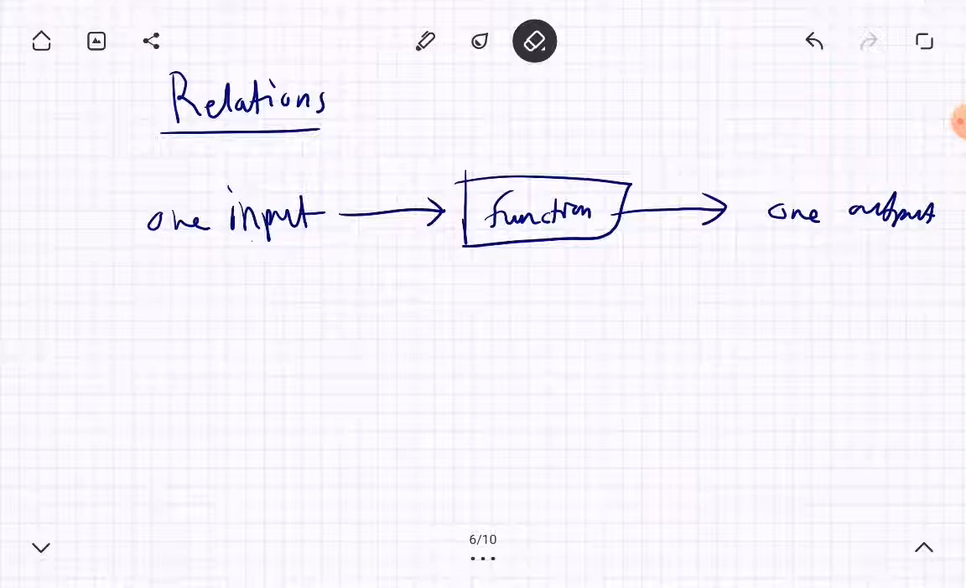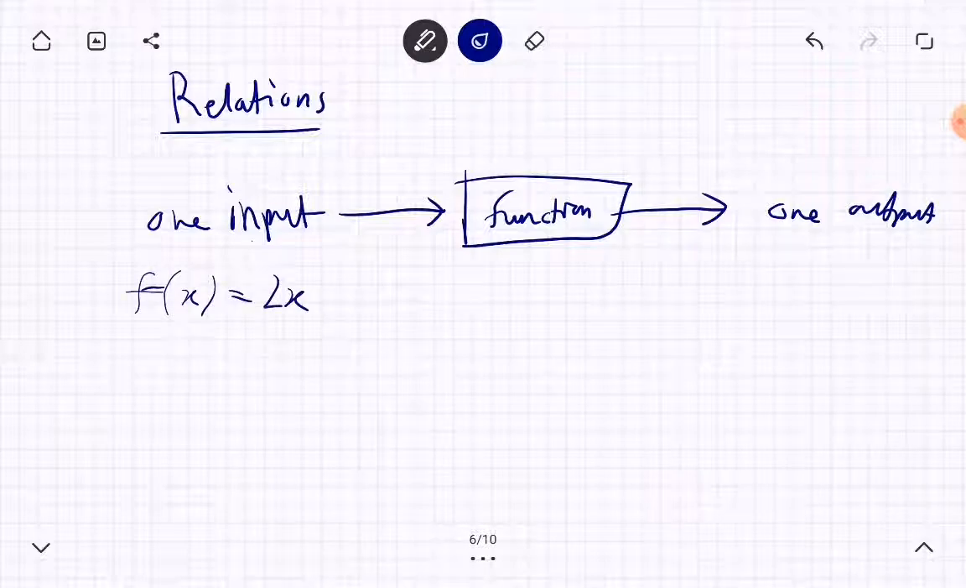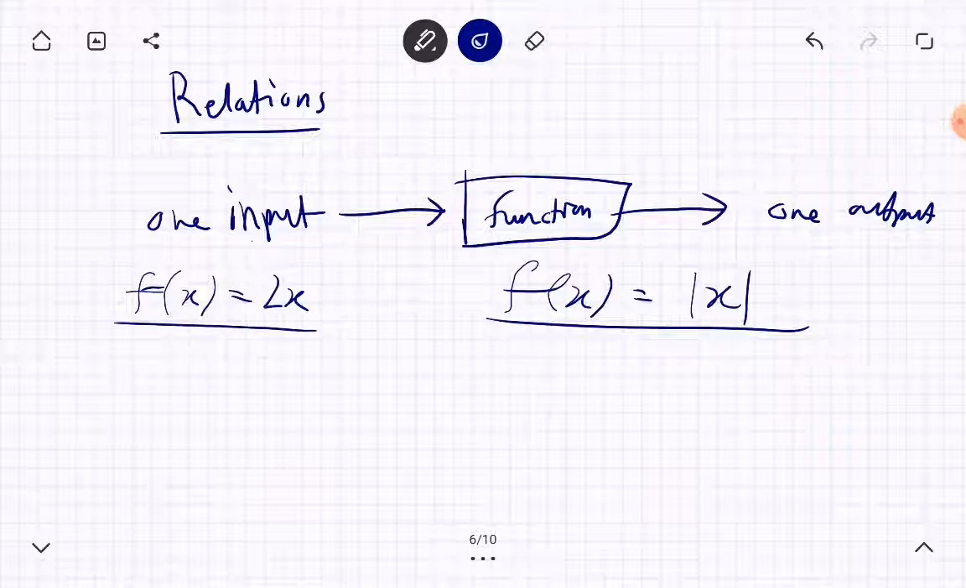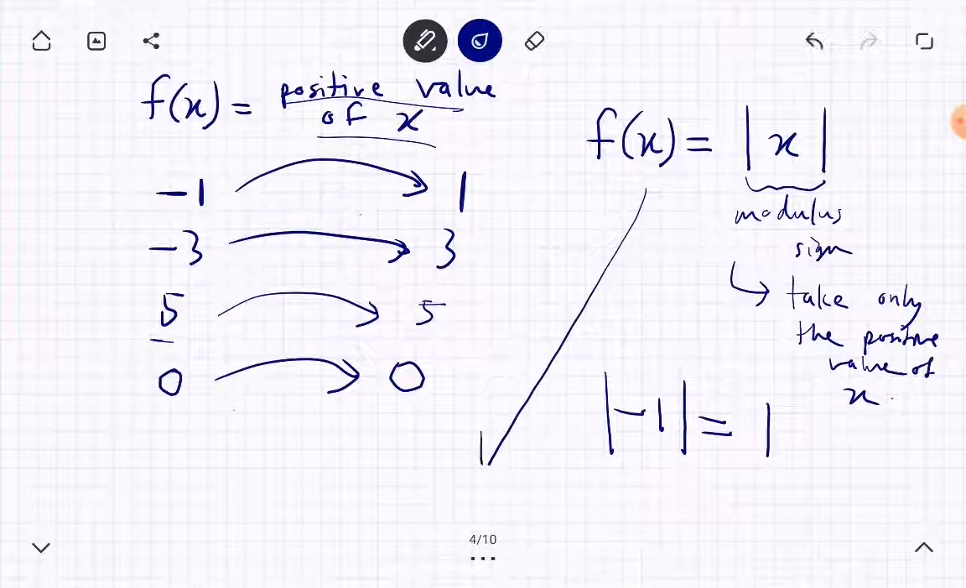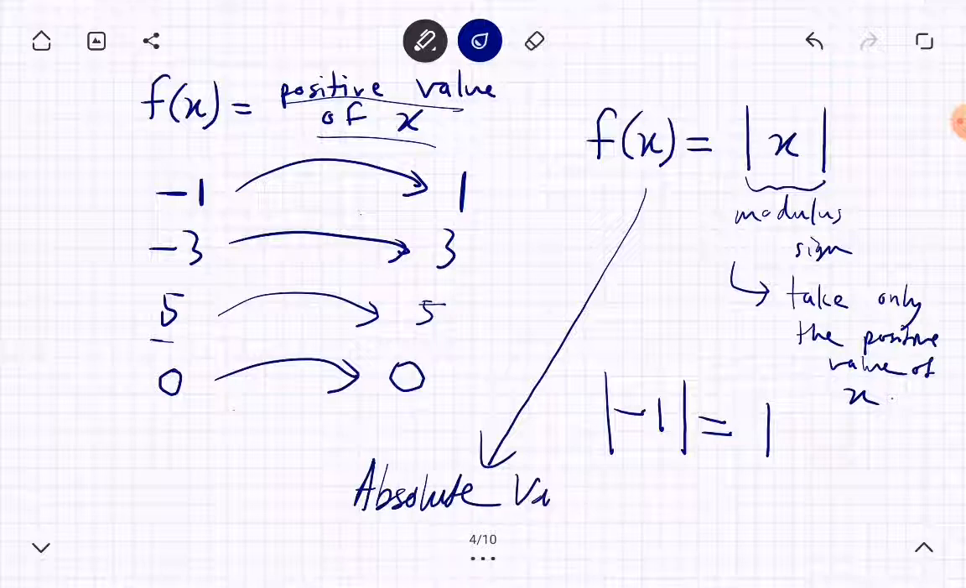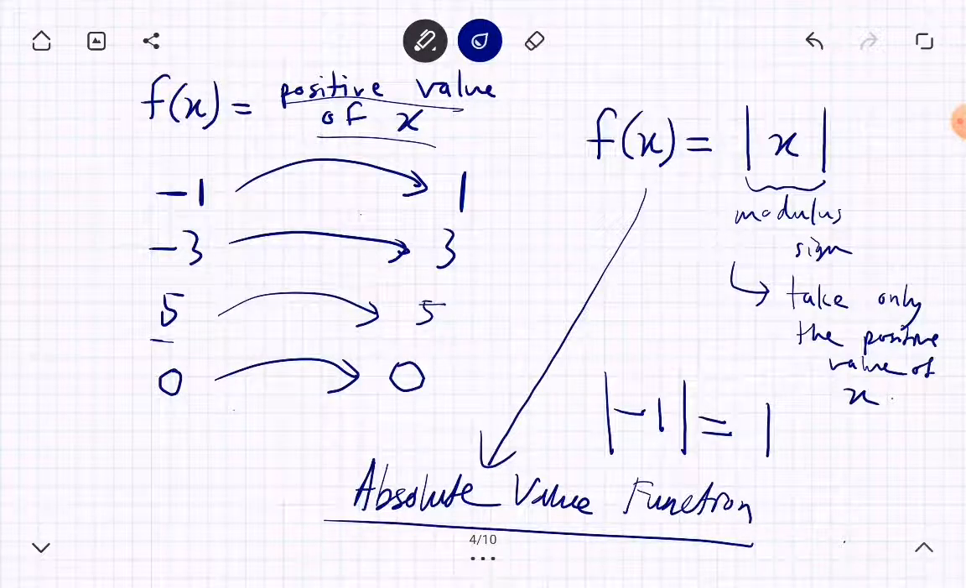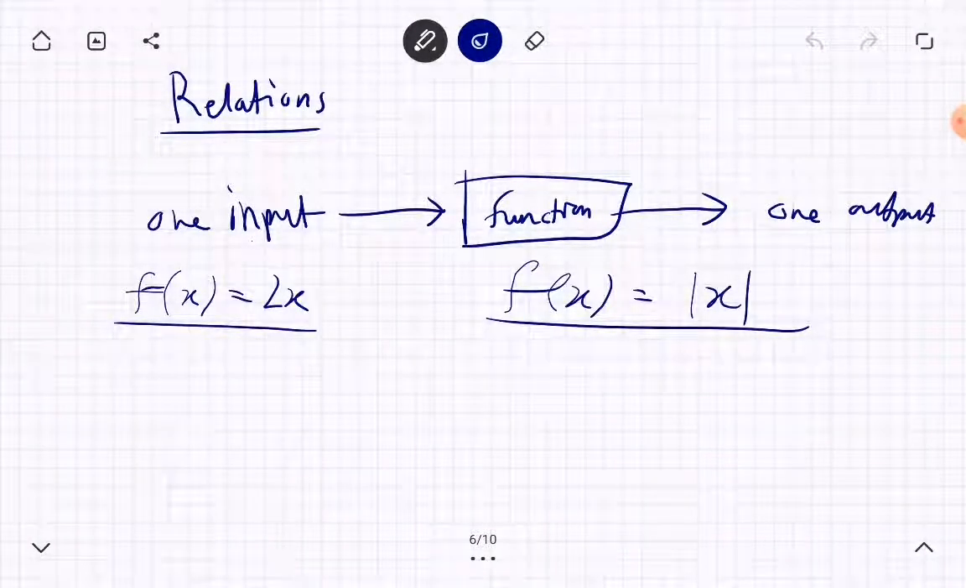So let's take a function f(x) equals 2x and compare it with f(x) equals modulus of x, the absolute value function. Oops, I think I forgot to tell you that. So this function here, where you only take the positive value, this is what we call the absolute value function. This is the name for the function. So we compare f equals 2x and f equals modulus of x.